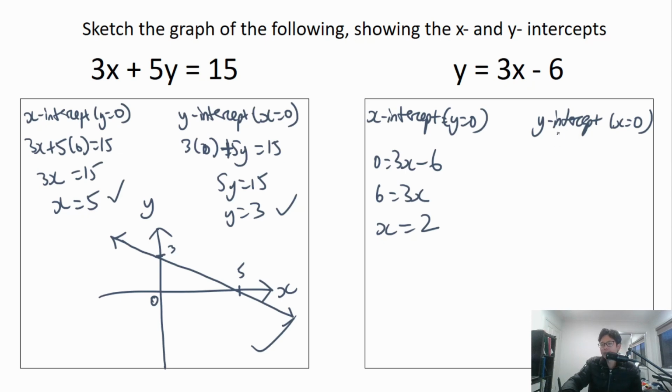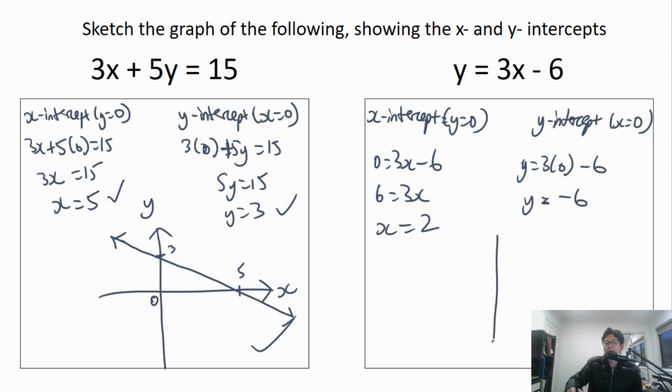And next one, the y-intercept, x equals 0. y equals 3 times 0 minus 6. 3 times 0 is 0, so y equals negative 6.